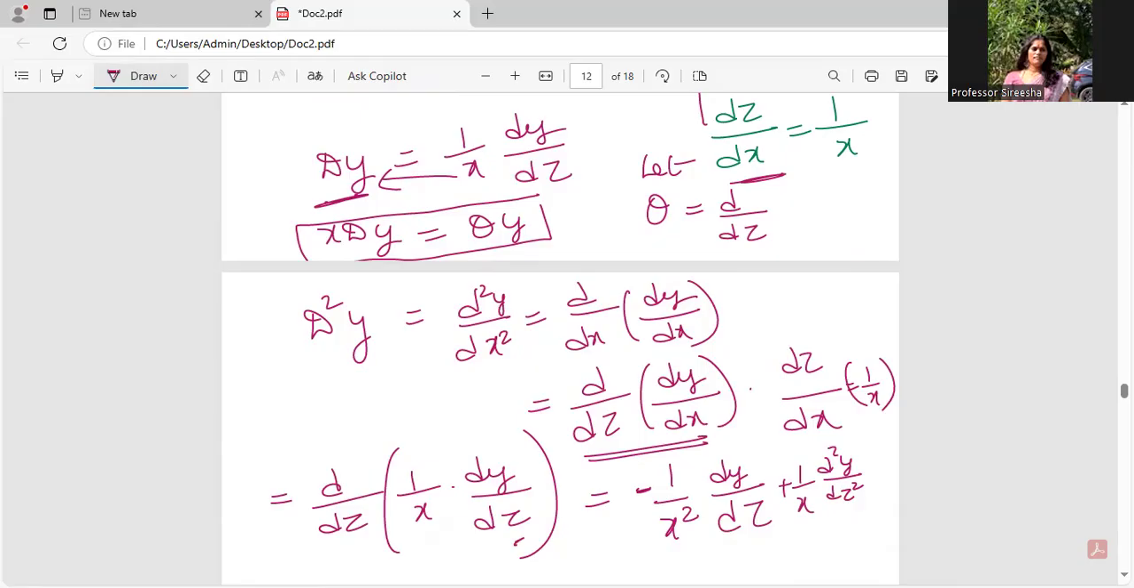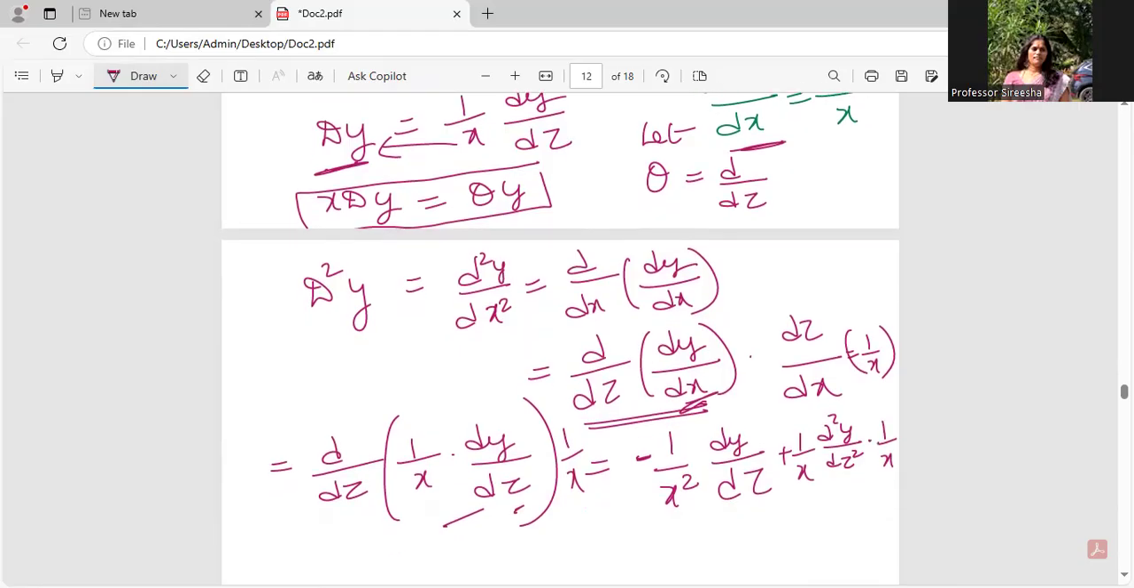Okay, so dy by dx is this term, and then I have 1 by x here. So finally, for this term, I'll be getting 1 by x into 1 by x. So both of the terms will have 1 by x square in common. 1 by x square is common for both the terms: d square y by dz square minus dy by dz.